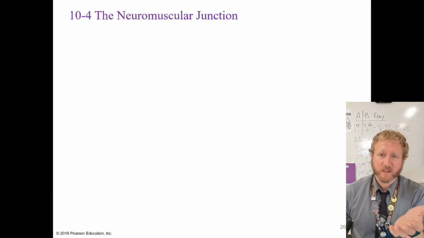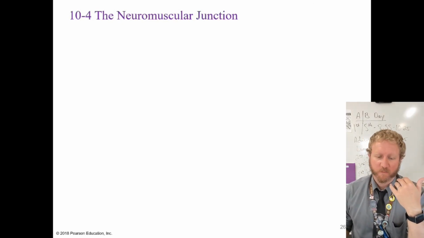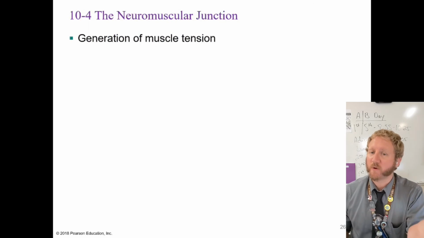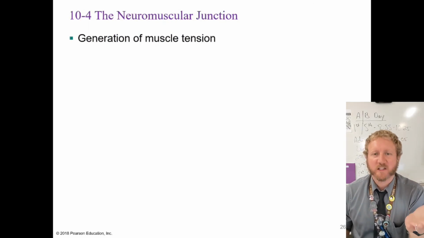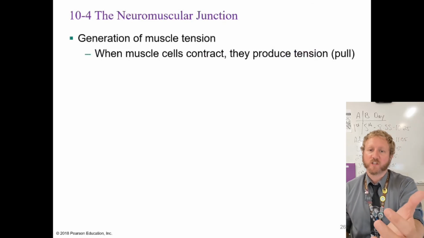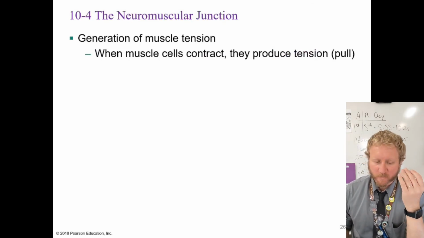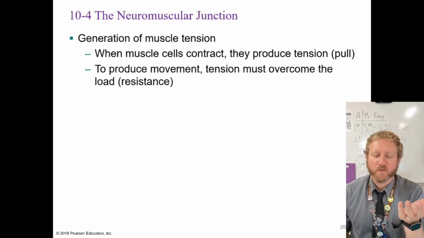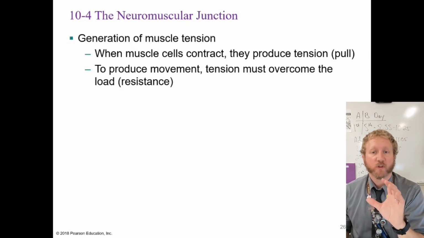So one of the things that we can talk about when we're talking about muscle movement is this idea of muscle tension and the generation of tension. Muscle tension, when we're talking about that, is basically pull. So when muscles contract, they create tension, that's that pull, right? In order for movement to take place, tension has to overcome the load, what the resistance is.